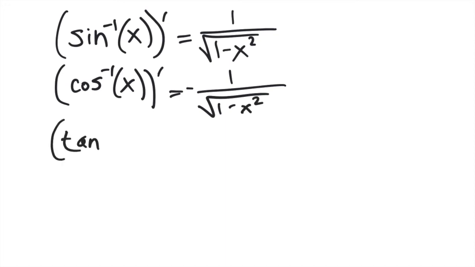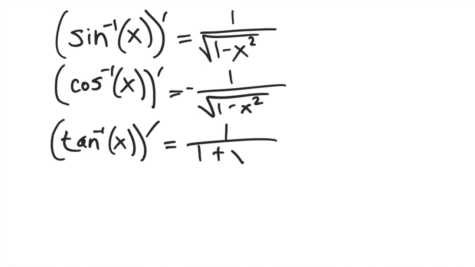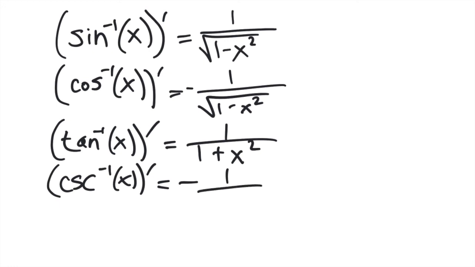If you have an arc tangent, or an inverse tangent, and you're taking the derivative of that, you actually get 1 over 1 plus x squared. To be quite honest, from my experience, out of all of these inverse trig functions, the inverse tangent might show up the most, even more so than the inverse sine or inverse cosine. Then you could talk about the inverse cosecant. The derivative of that looks like negative 1 over x times the square root of x squared minus 1.